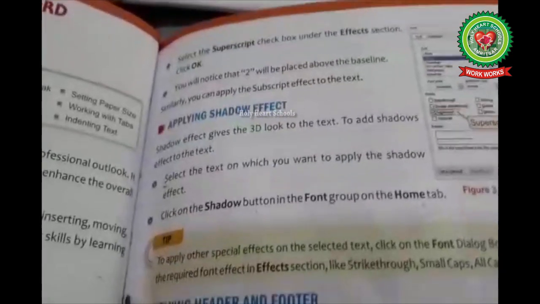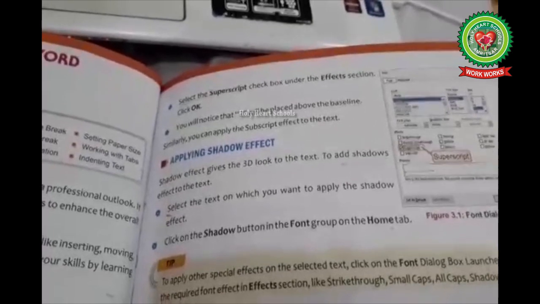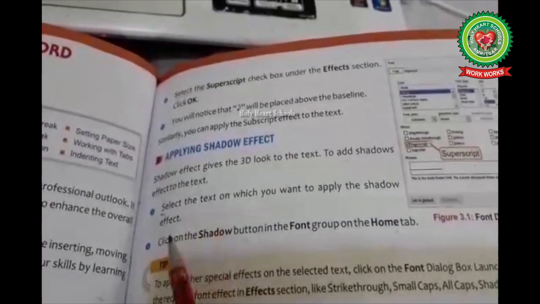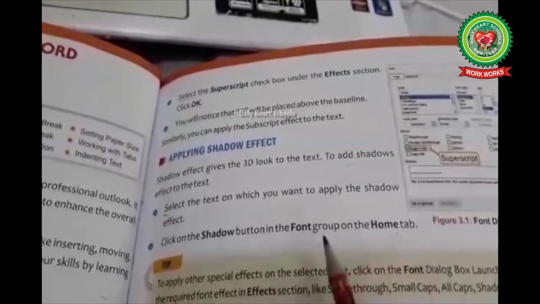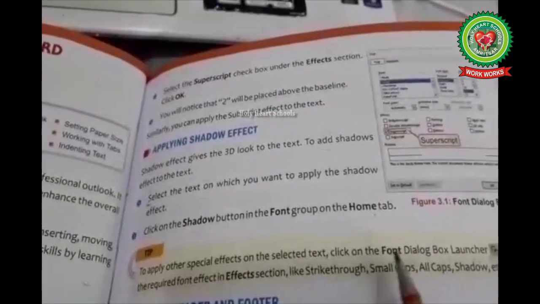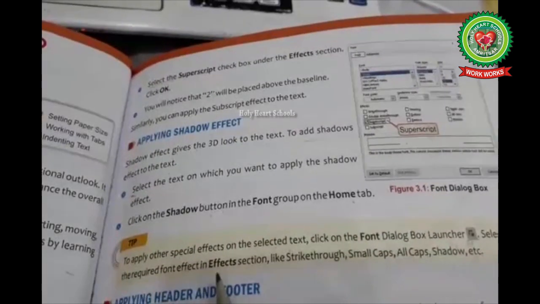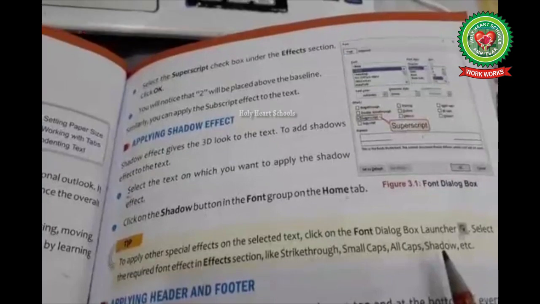Our next topic is applying shadow effect. Shadow effects add shadow effect to the text, and the steps to apply shadow effect are: select the text, click on the shadow button, and it is present on the Home tab in the Font group. And to apply other special effects on the selected text, click on the font dialog box launcher. Select the required font effect in effect sections like strike through, small caps, all caps, shadow, etc.